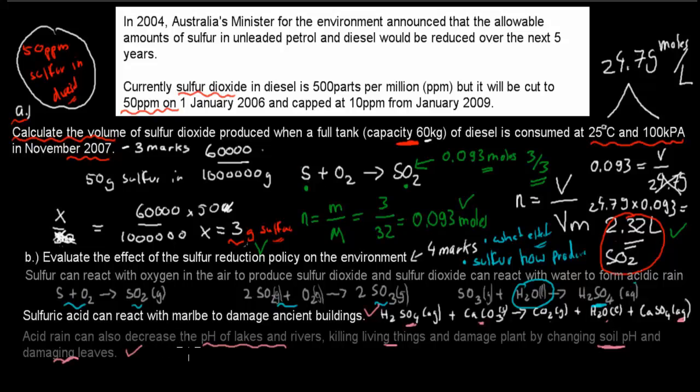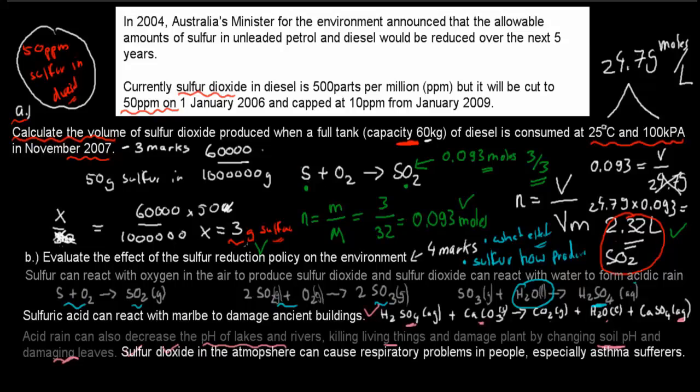And that gets you a mark as well, or actually you probably get 2 marks for all the things you mentioned here. And so sulfur dioxide in the atmosphere, this was all sulfuric acid, which we can get from sulfur dioxide. But now I'm also going to talk about sulfur dioxide itself. Sulfur dioxide in the atmosphere can cause respiratory problems in people, especially asthma sufferers. That's your main concern.